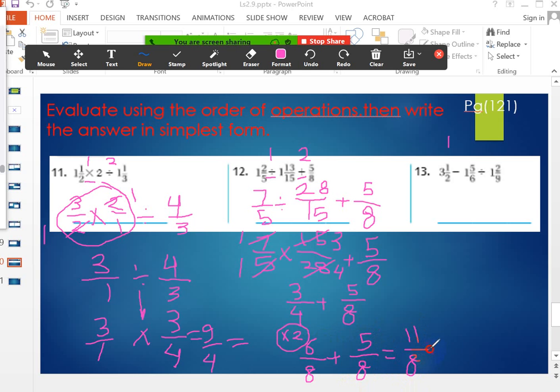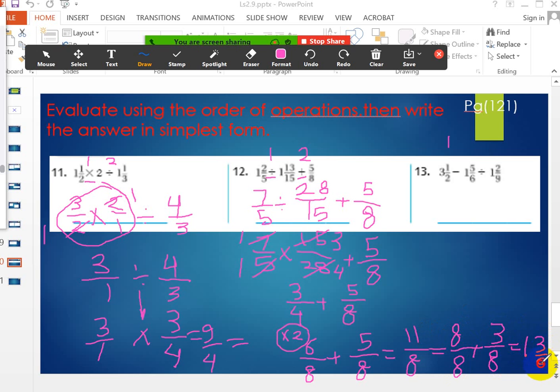Of course, I can simplify this number into two fractions with the same denominator, 8 and 8. Break this number, take from 11 only 8, and the number left will be 3. 8 over 8 will be 1, and 3 over 8.